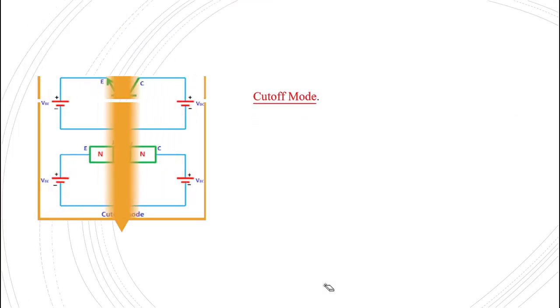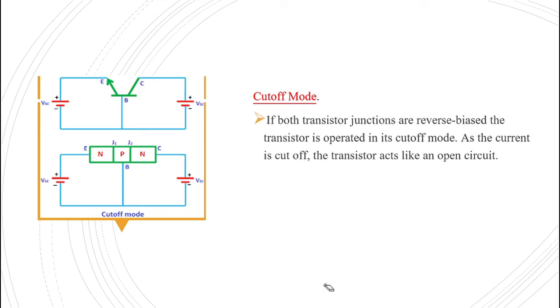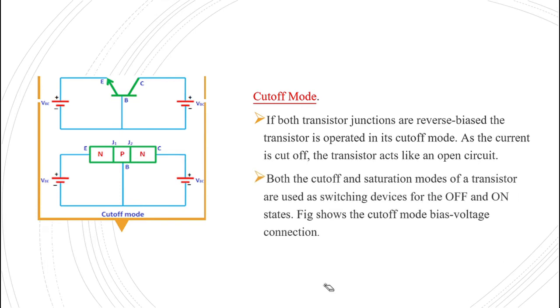Second one is cutoff mode. In the cutoff mode, both junctions are reverse biased, because the emitter is connected to the positive side and the collector is also connected to the positive side. So N is connected to positive and N is connected to positive. Both are in reverse bias mode, the current is cut off and the transistor acts like an open circuit. Both the cutoff and saturation modes of a transistor are used as switching devices for the off and on states. The figure shows the cutoff mode bias voltage connection.